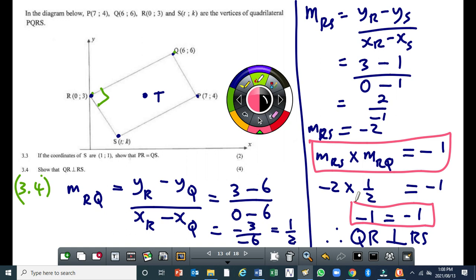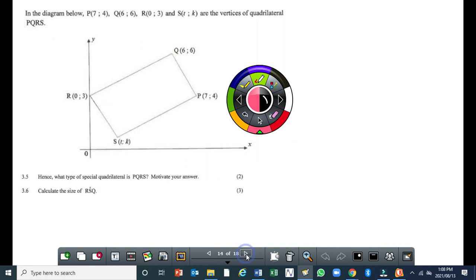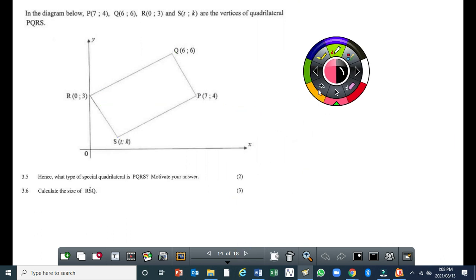Okay. Then the next question. Now the next question says, in the diagram, okay, it's the same question, but hence what type of special quadrilateral is PQRS? Right. Now, remember we have got 6 quads.